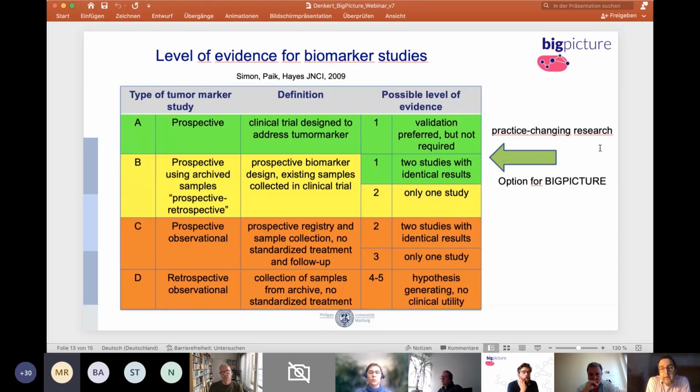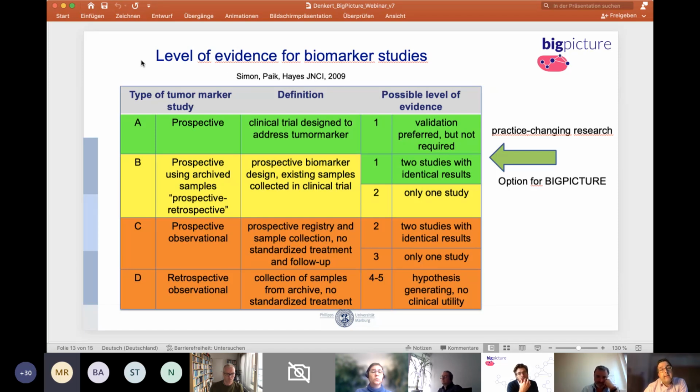So why are we doing this? Why is it important to focus on the clinical trial cohorts? And there's one very important publication by Simon, Pike and Heiss from 2009 that has really advanced the standardization in the field, and it was also a reaction on the criticism on biomarker studies that in many situations were not reproducible, or it was difficult to translate them to clinical practice.